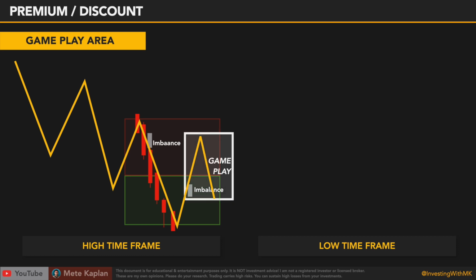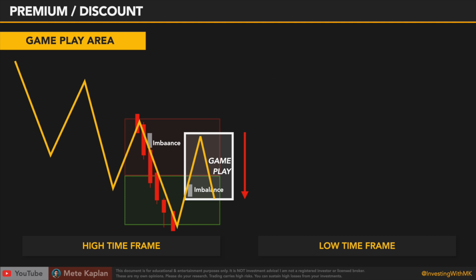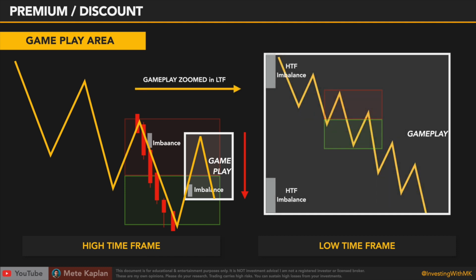Then we have to identify the possible price action structures that can move the price from one side to another. What are these? It could be imbalance to imbalance, order block to order block, or imbalance to order block. Any obvious price action structures. Later on, we will learn how to trade these gameplay boxes.